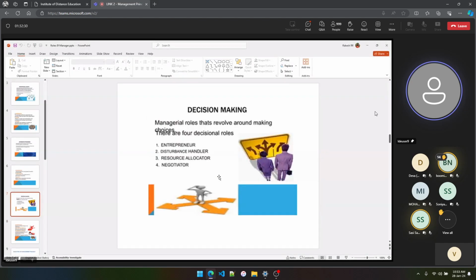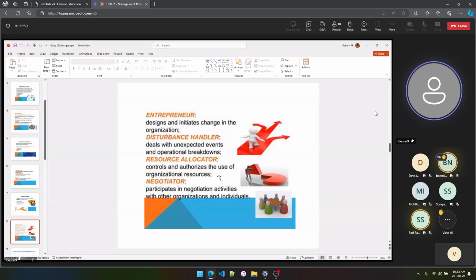Then the decision making role. If you have all these things, the final thing in any management concept is making good decisions. These are managerial roles that revolve around making choices. There are 4 decisional roles: 1, entrepreneur; 2, disturbance handler; 3, resource allocator; 4, negotiator. The entrepreneur designs and initiates change in the organization.